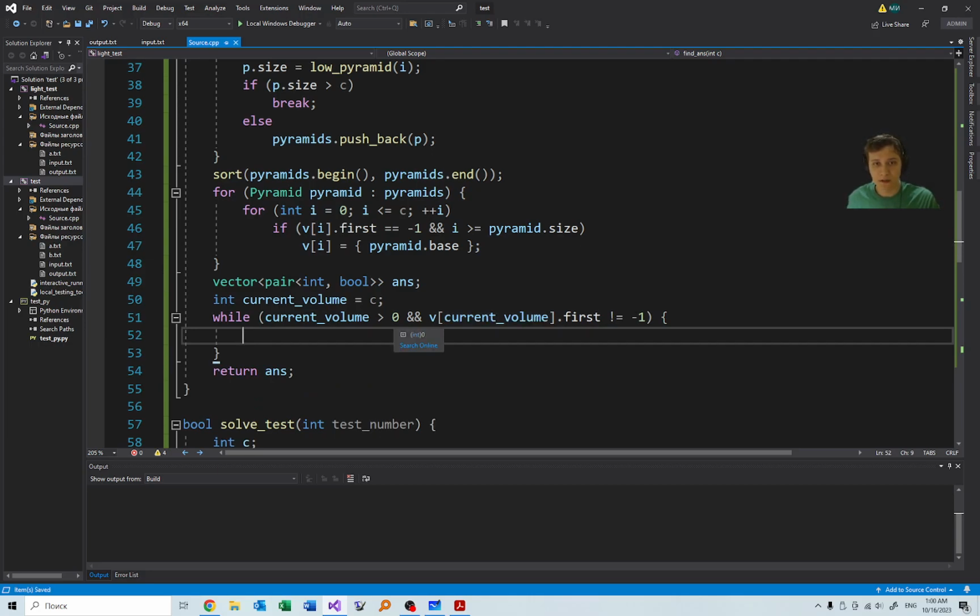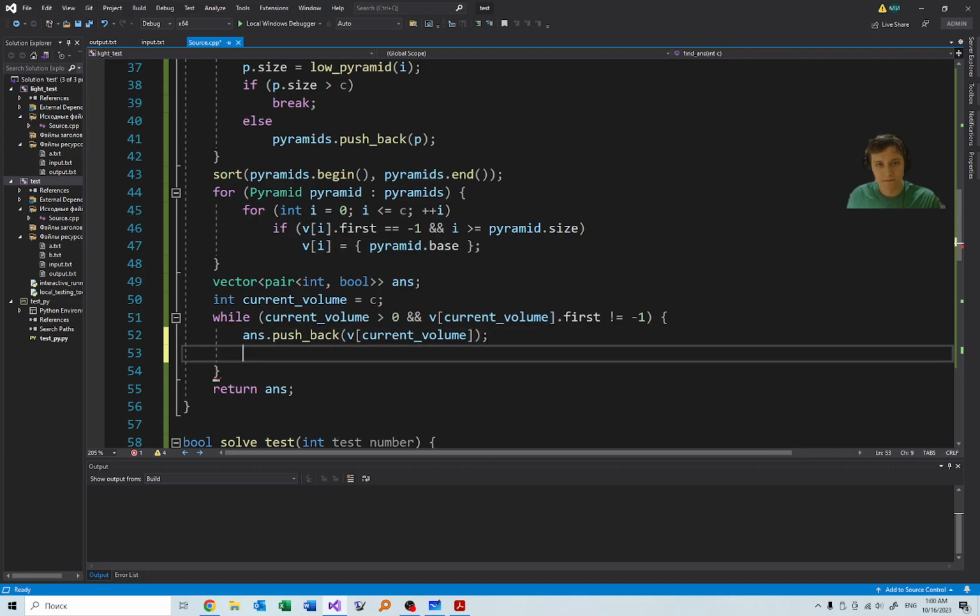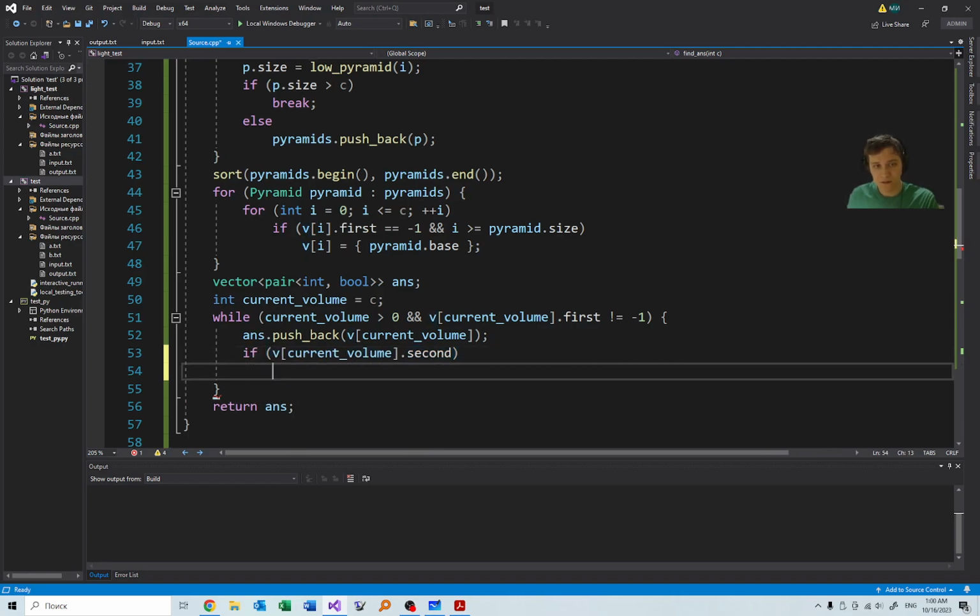we do the following. We add this pyramid to the answer. Then we subtract it from the current volume. We can do it like this. So if v current volume dot second, then this is a high pyramid.